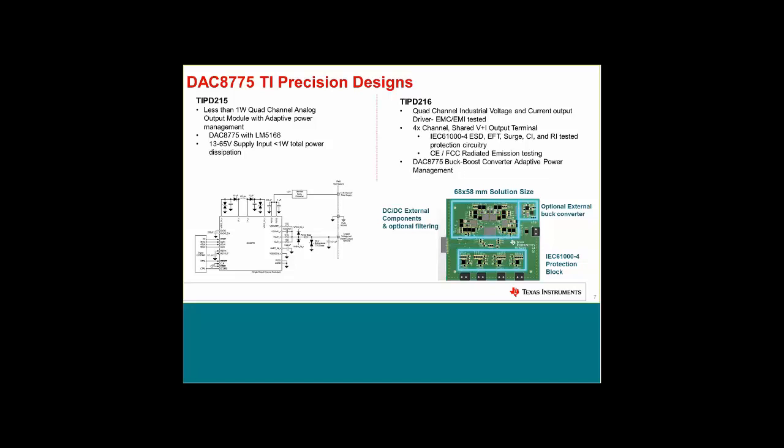So altogether, the intention then is that the combined power dissipation of the DAC8775 and the LM5166 will be beneath 1 watt of power dissipation. You'll also notice this note that says up to 65 volts. The LM5166 can actually support a supply voltage up to 65 volts, but at such high voltages, the efficiency is going to change and probably not be beneath 1 watt of total power dissipation.